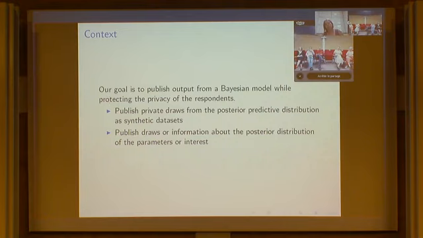And the other one is just simply to publish some draws or information from the posterior distribution of the parameters of interest. There's a lot of work for frequentist analysis, trying to publish MLEs with privacy and things like that. And so here we're doing the same thing, but for a Bayesian analysis. So this is sort of the main goals, I guess. When I talk about private Bayesian modeling, that's what I'm thinking about.